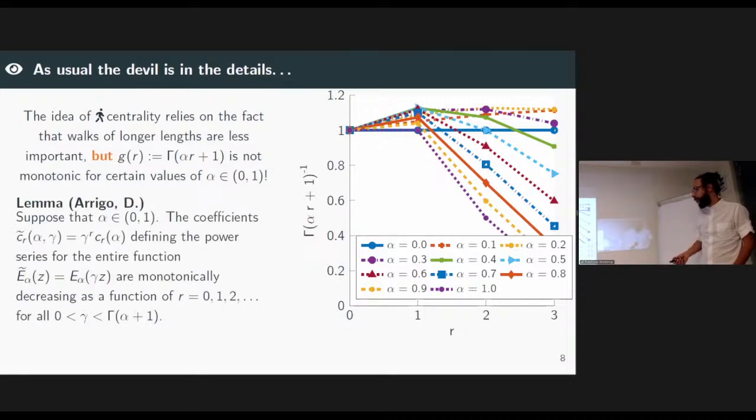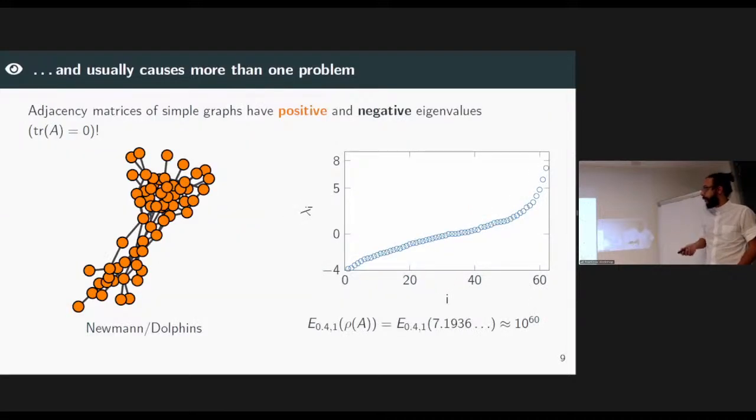It is not too difficult to prove that if you choose a gamma that is in between these two values, you retrieve the monotonic behavior you are looking for. So in a way, you fix the model in this way. And there is still another problem, but this one is instead computational.